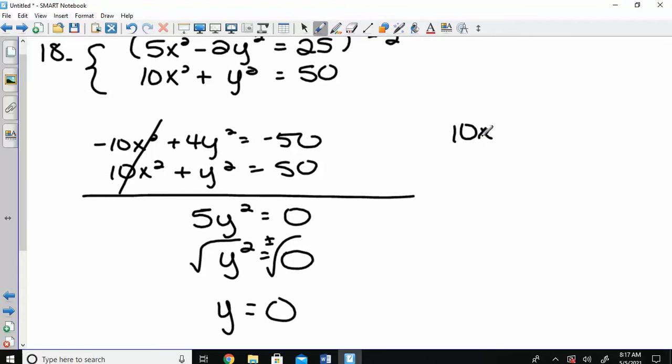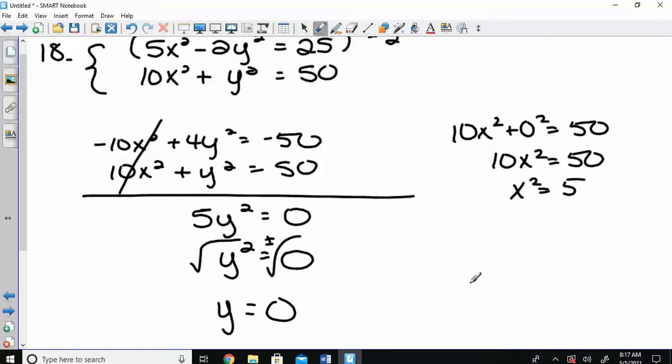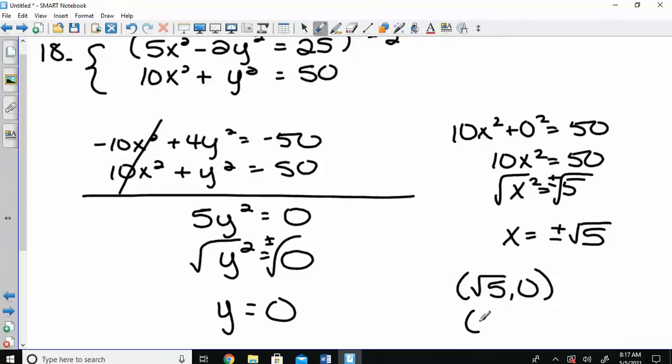So I have 10x squared plus 0 squared equals 50. So that means 10x squared equals 50. So x squared is 5. To get rid of a square, you square root, plus and minus. So that's positive and negative square root of 5. So that 0 gave me two answers, so we have two ordered pairs. Radical 5, comma 0, and negative radical 5, comma 0.